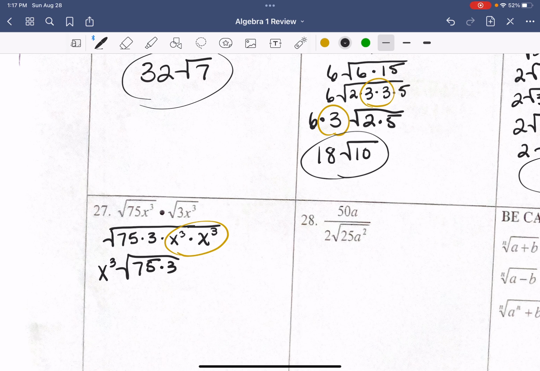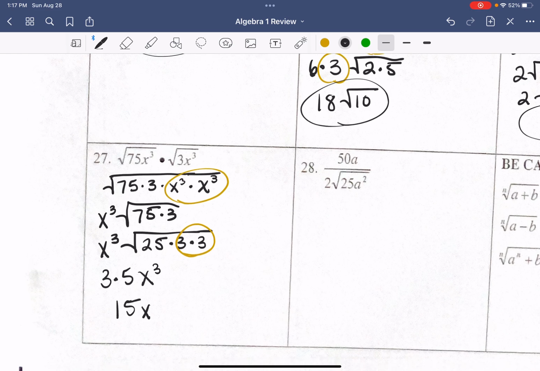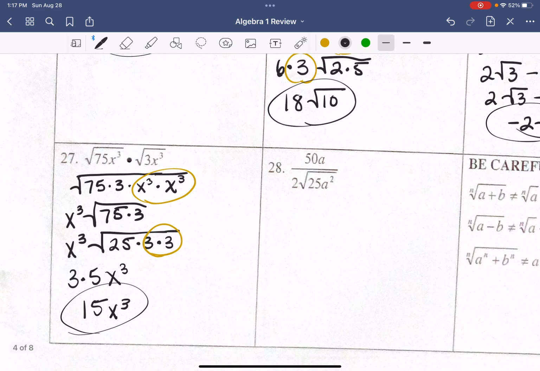Now, the 75 times 3 we can actually do stuff with as well. If you think about it, 75 is 3 times 25, which is super exciting because that gives us 25, which is a perfect square, times 3 times 3. Okay, well, that means that I've got another pair here, so I can take a 3 out, but I can also take the square root of 25 and get a 5. So the 3's come out, the 5 comes out because of the square root of 25, and then we've got the x cubed. Just simplify this to 15x cubed, and you're all done.